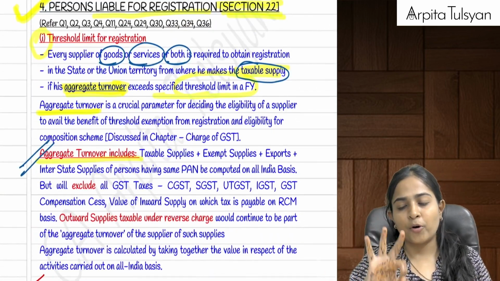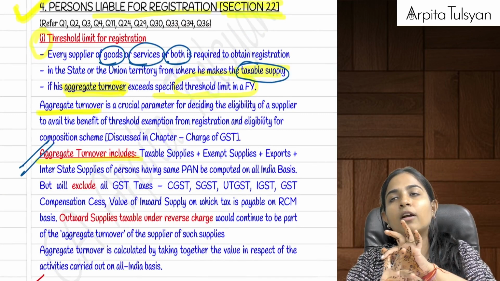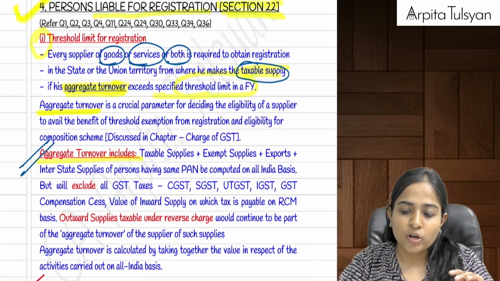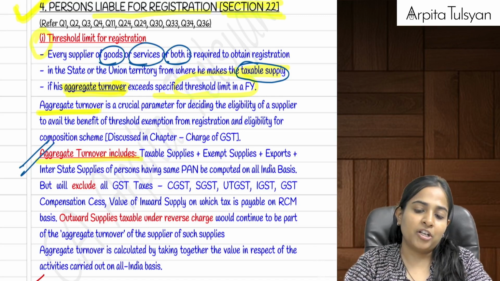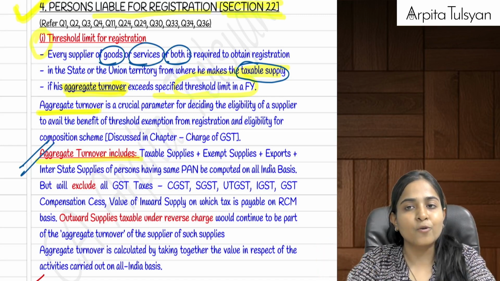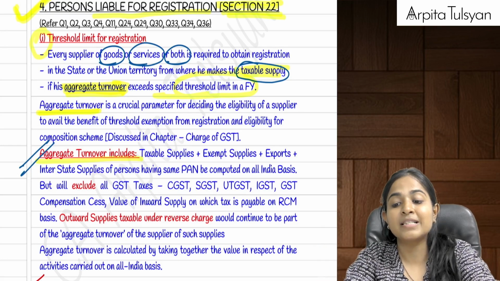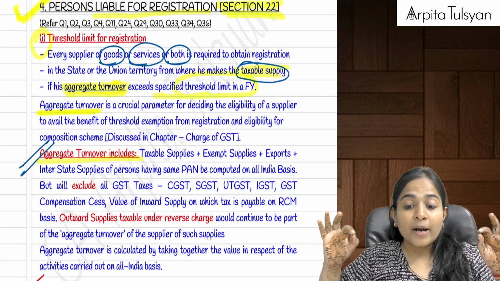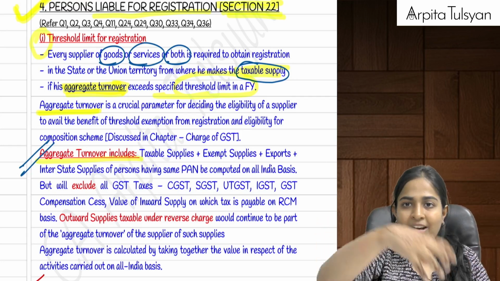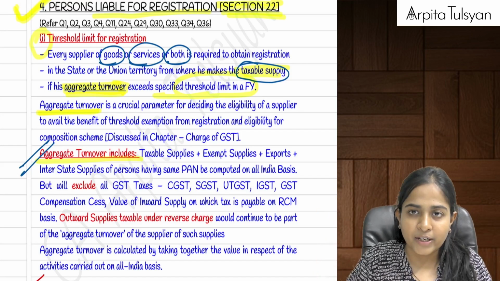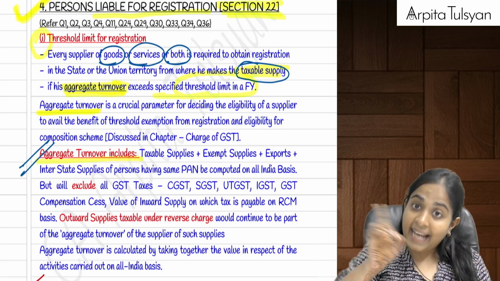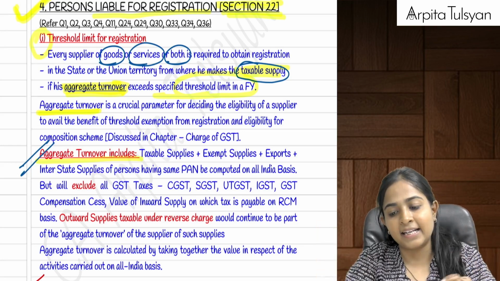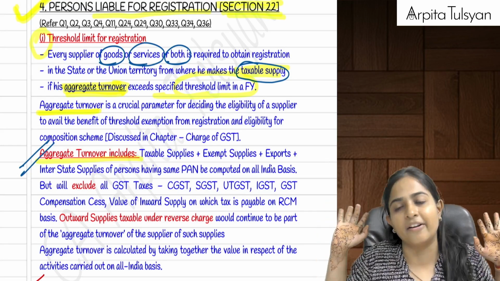Then the three most important sections of the chapter: 22, 23 and 24. I am starting with section number 22, which talks about persons liable to registration. Now they are telling that any person who is supplying goods or services or both will have to get himself registered. He will have to get registered in each of the states or union territories from where he is making a taxable supply, provided his aggregate turnover exceeds the threshold limit in the current financial year.